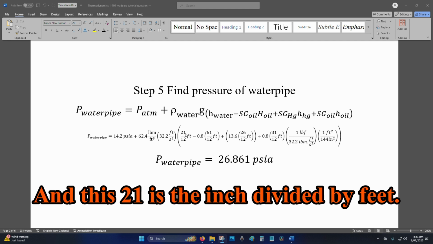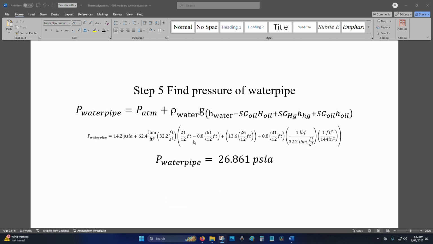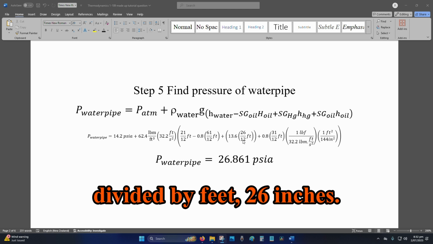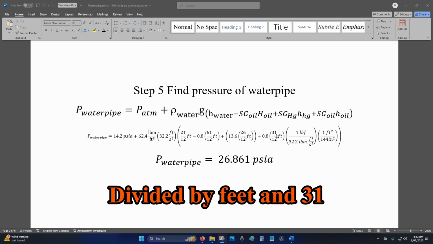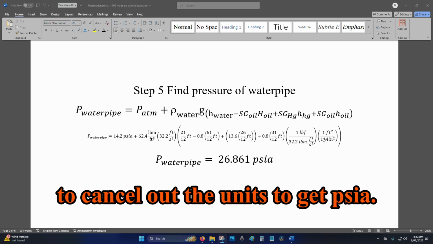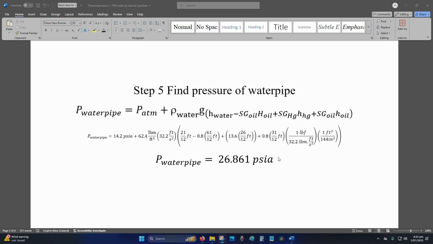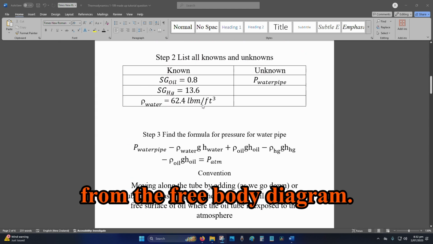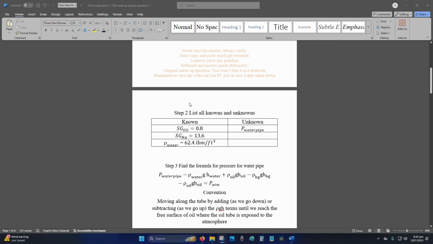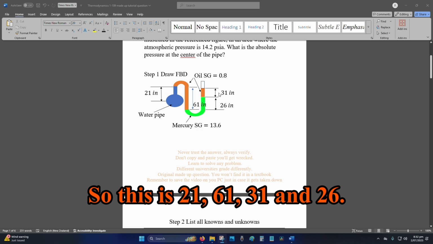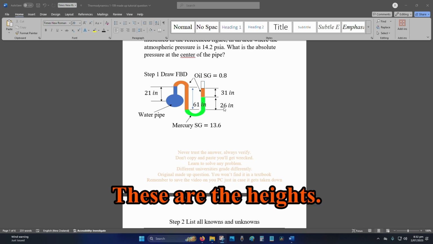And this 21 is the inch divided by feet, so 12 feet. And then we've got 61 inches divided by feet, 26 inches divided by feet, and 31 inches divided by feet. Then we multiply by the conversion factor to cancel out the units to get psia. So these heights came from the free body diagram over here. So this is 21, 61, 31, and 26. These are the heights.